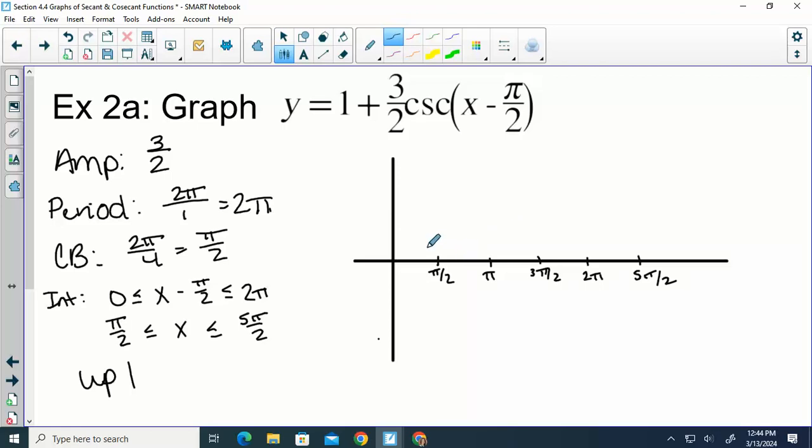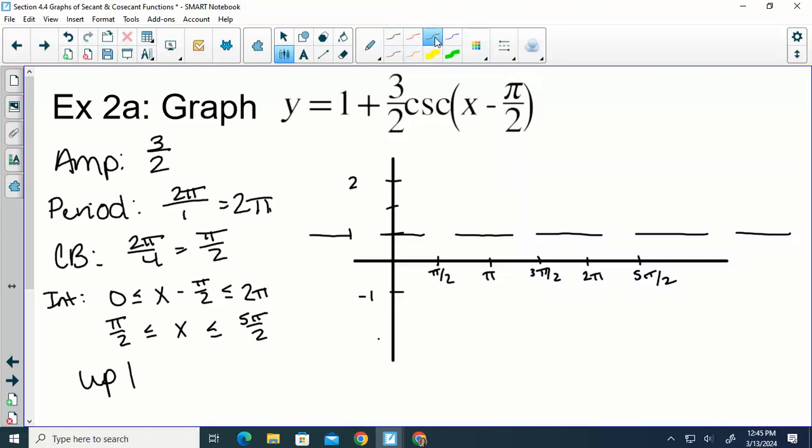Okay. My graph is moving up 1, so I'm going to go to positive 1. I draw in a line. That is my center of this graph. So my amplitude is 3 halves, so we will be going 1.5 above and below this line.